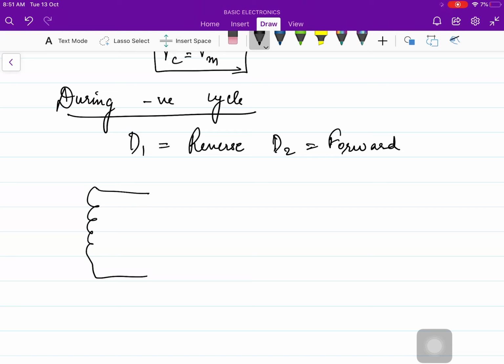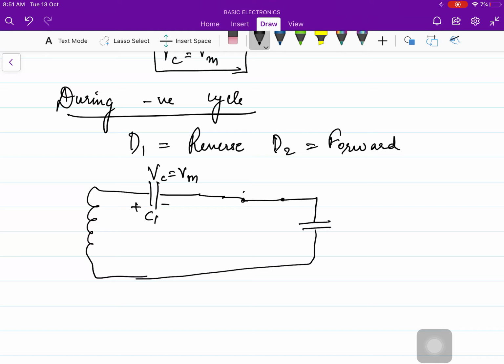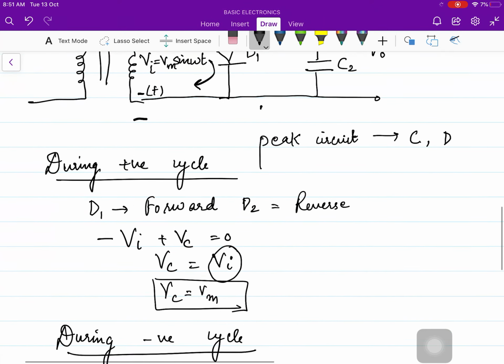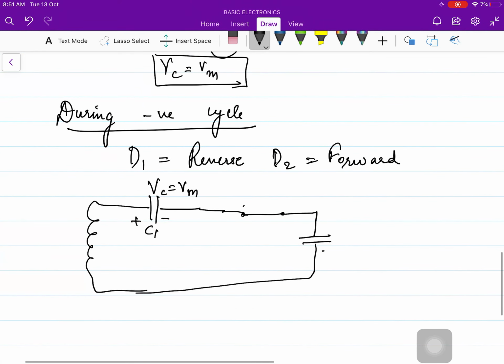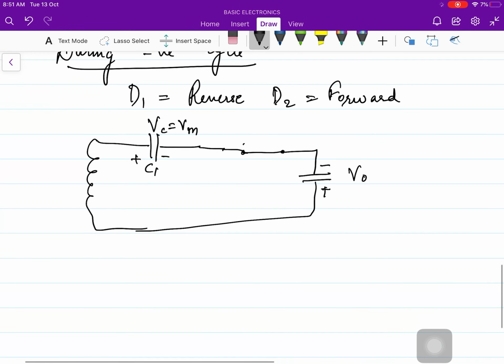Let me draw the circuit once again for better understanding. This was C1 and VC was equal to Vm. The signs were like this. The D1 diode is gone, D2 is replaced by a short circuit, and this is C2. The signs of C2 will be plus and minus. According to the diode, current will flow in this direction, and here is V0. Alright, now let me apply KVL, and here we have Vm.